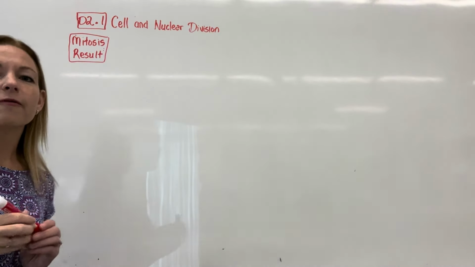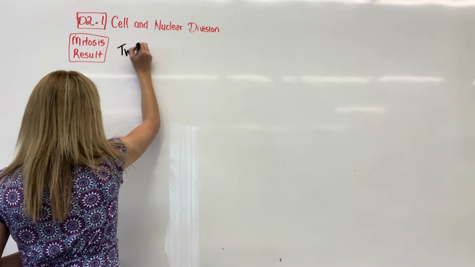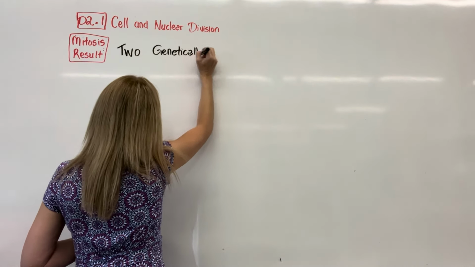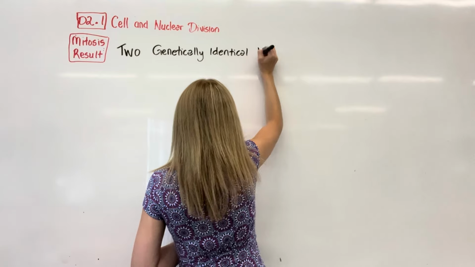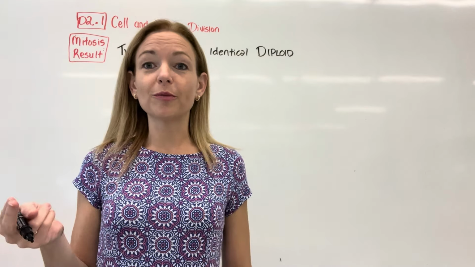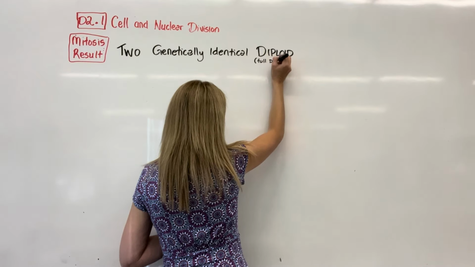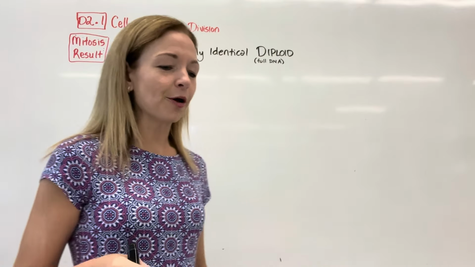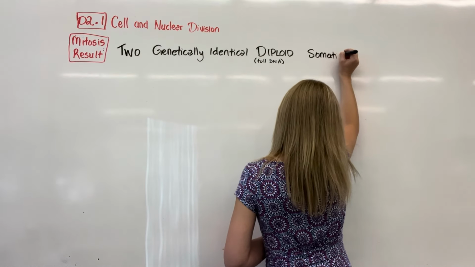So at the end of mitosis, we have formed two genetically identical diploid cells. That means they still have the full set of DNA. So they still have the homologous chromosomes, so the full set of DNA. So they still have one copy from mom, one copy from dad for every single different chromosome. And they are body cells, and our fancy word for that is going to be somatic cells.